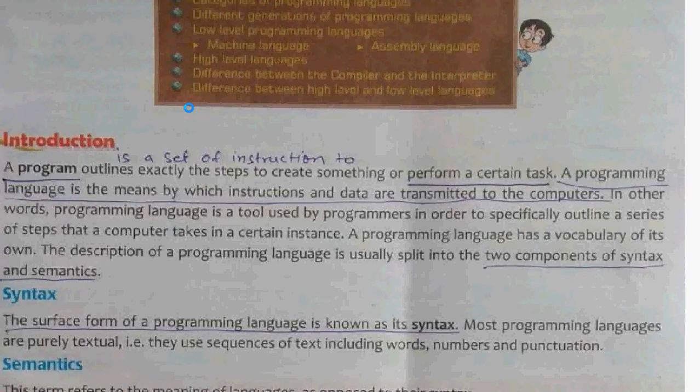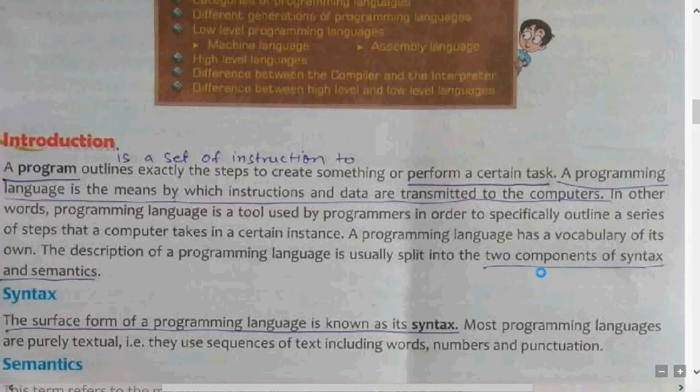So the first point: a program is a set of instructions to perform a certain task. Means program is a set of instructions by which we will perform a certain task. A programming language is the means by which the instructions and the data are transmitted to the computer. Programming language is a type of language by which we give our instructions, transmit our instructions to the computer.